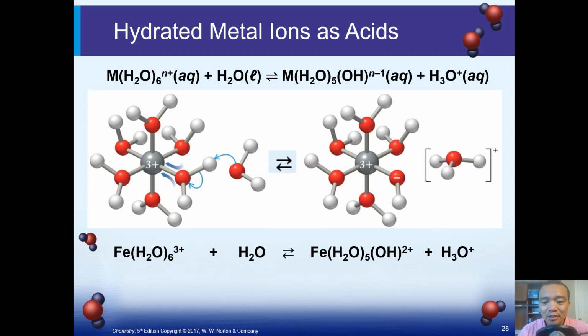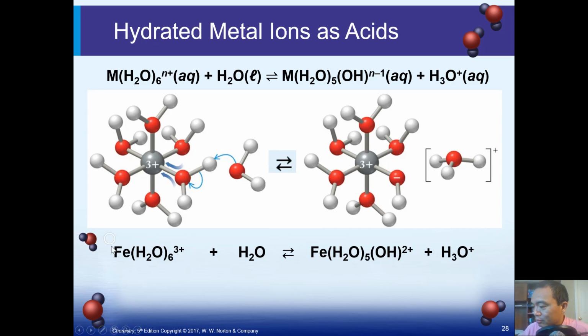Previously, we discussed how the strength of an oxyacid depends on the electronegativity of the central atom, shifting electron density away from the oxygen in the OH bond. In a similar way, electrons in the water ligands are attracted toward the positively charged central metal ion, as you see in this picture.